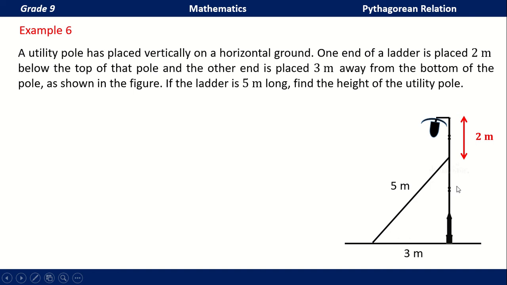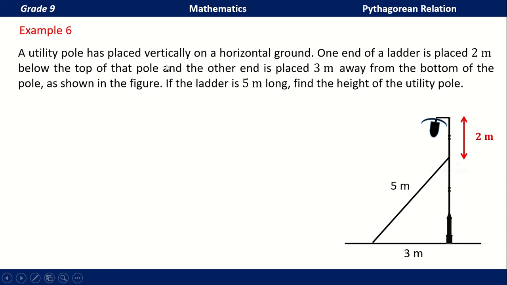To find that, I can't understand what should I do. Can I apply the Pythagorean relation here? But I can't see any right angle here, isn't it? No, you're wrong. There's a right angle. Where is that? We have not mentioned. It is hidden information.